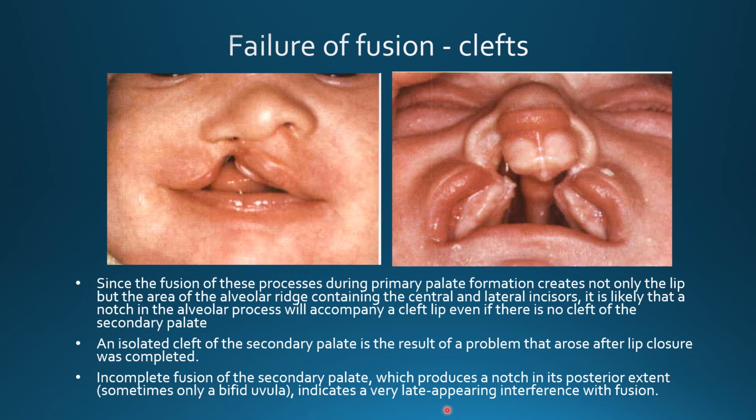This is a picture of a unilateral cleft lip, and this is a picture of a bilateral cleft lip and palate. So probably this interference started when the lip was fusing and remained until the palatal shelves also failed to elevate and fuse.